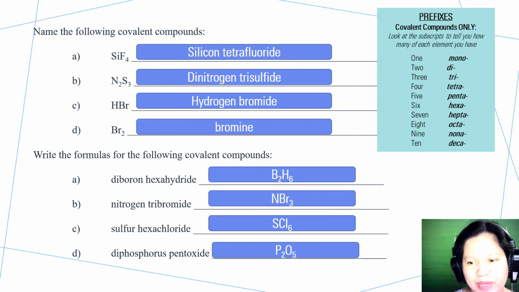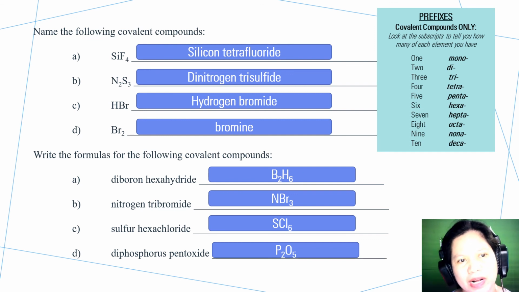I hope you learned something from writing and naming covalent and ionic compounds. So that ends up our short tutorial on naming and writing chemical formula involving ionic and covalent compounds.